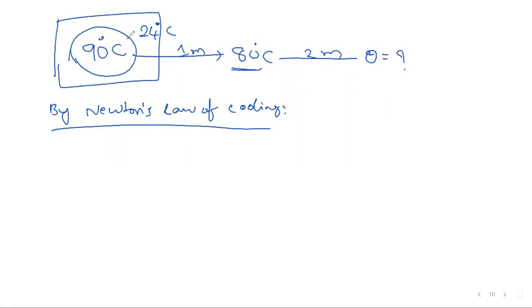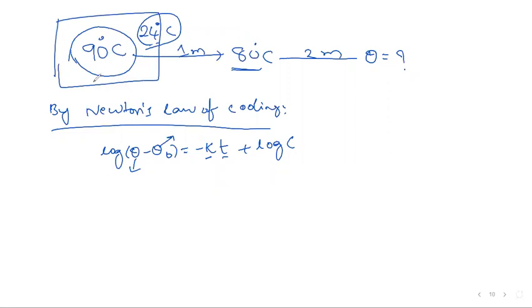Now, the room temperature is the constant temperature. This is theta naught. Now write Newton's law of cooling: log of theta minus theta naught is equal to minus k into t plus log c, where theta is the temperature of the object, theta naught is the room temperature, meaning the surrounding medium or constant temperature, t is the time, k is Newton's law constant, and c is an arbitrary constant.